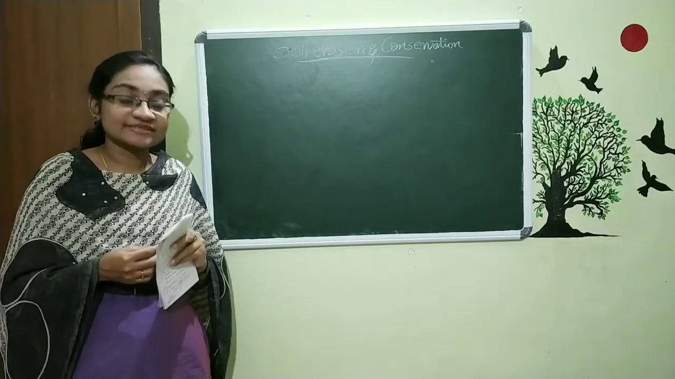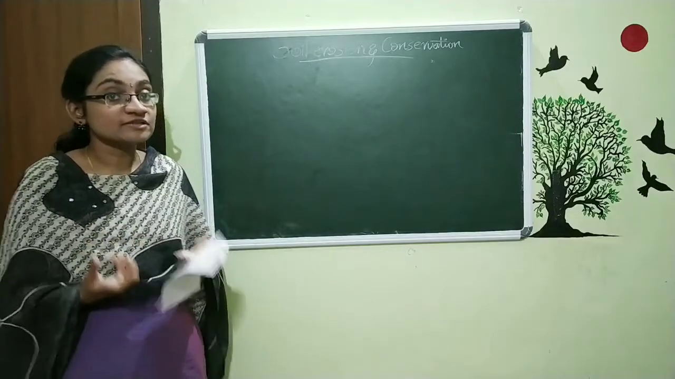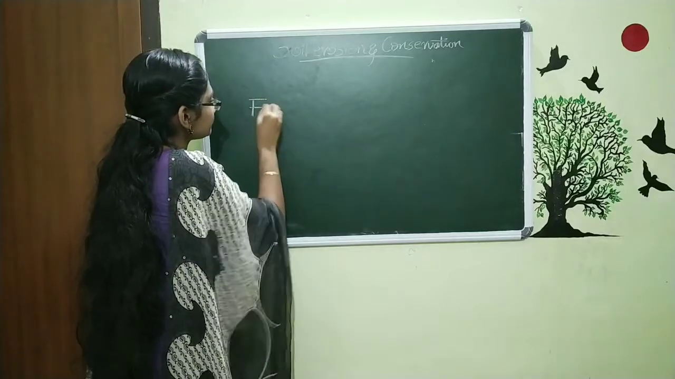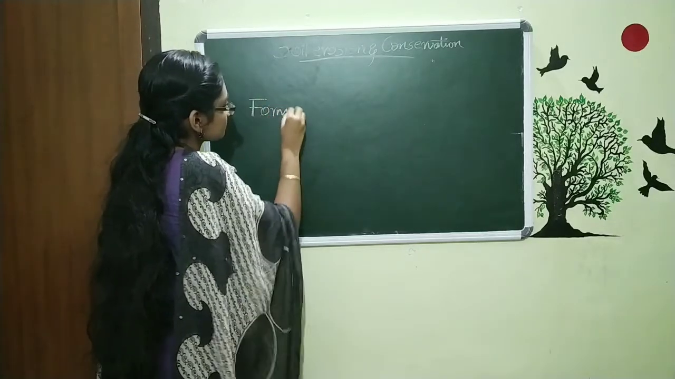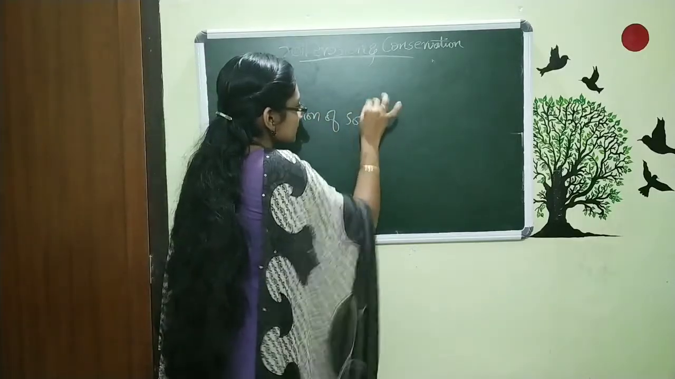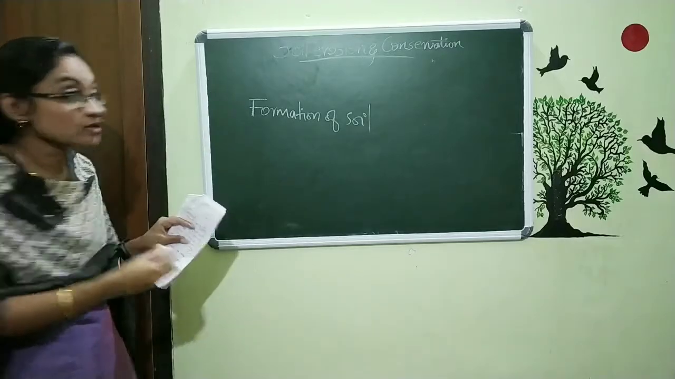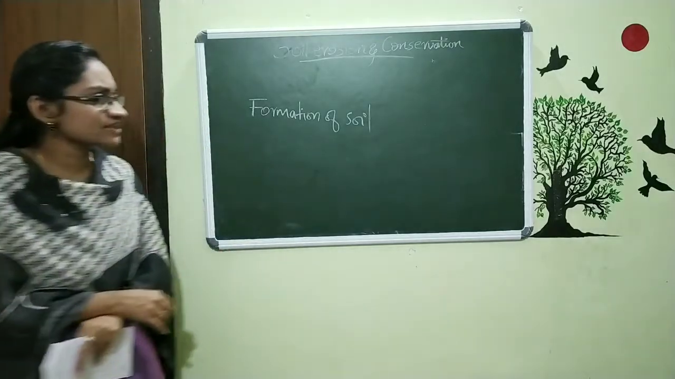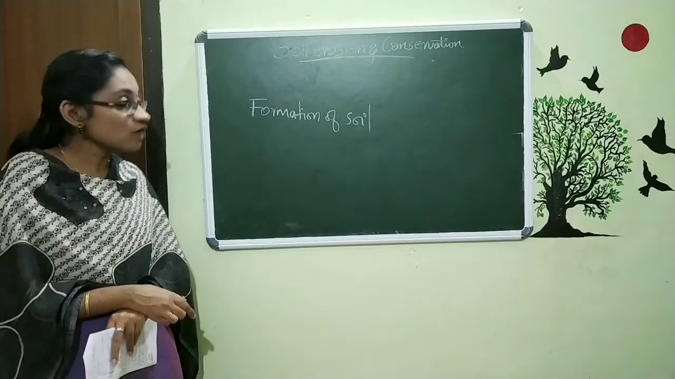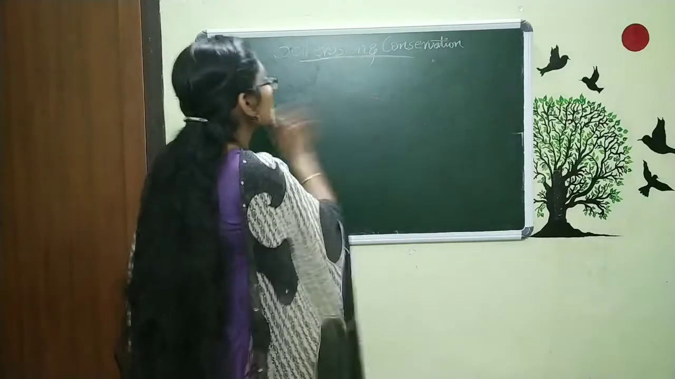In the last class we started this chapter, and our last topic was how the soil is formed, or simply the formation of soil, and we called the process of formation of soil weathering. We already discussed it and also completed the activity in your textbook. Now we are going to study the next topic, and that is the uses of soil.